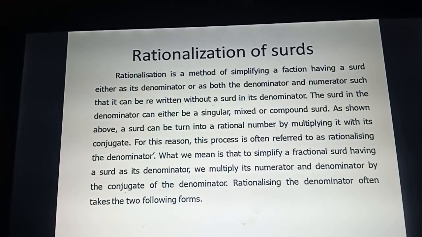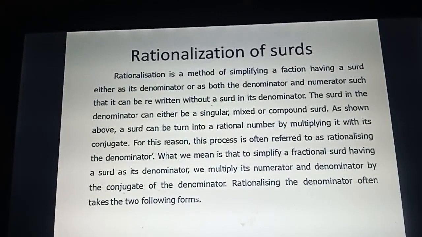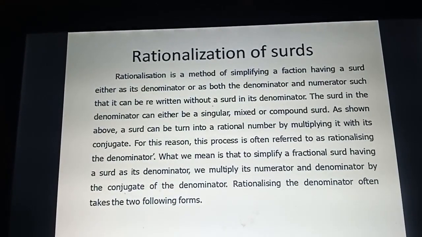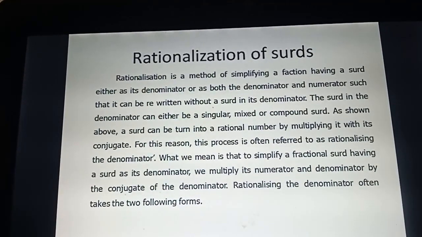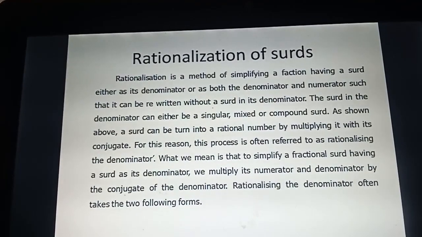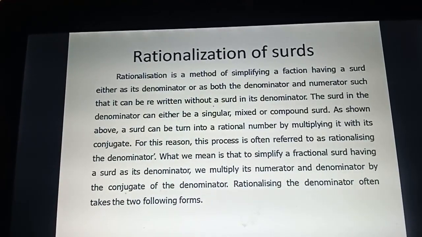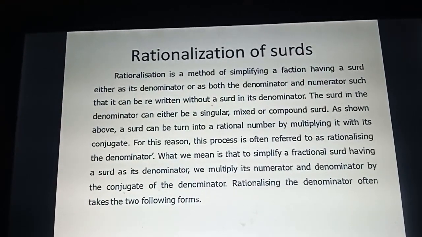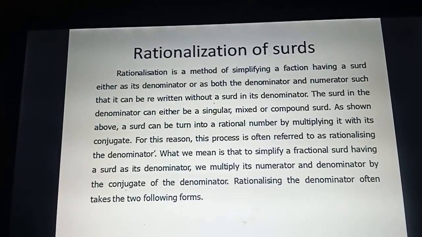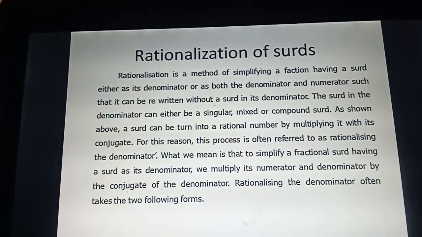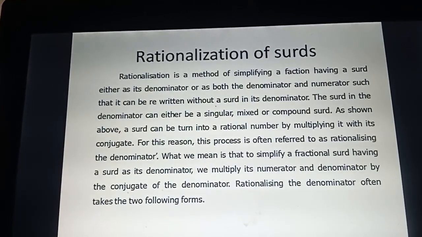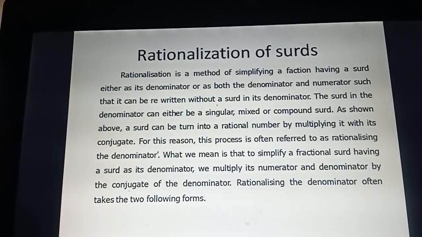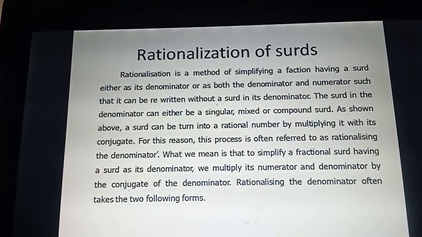Rationalization is a method of simplifying a fraction having a surd either as its denominator or as both the denominator and numerator, such that it can be written without a surd in its denominator. When you have a surd in the form of a fraction, you know what a fraction is? A fraction is like 1 over 2, 2 over 3. So in this form, the surd in the denominator can either be a singular, mixed, or compound surd as shown above, as we have seen before.